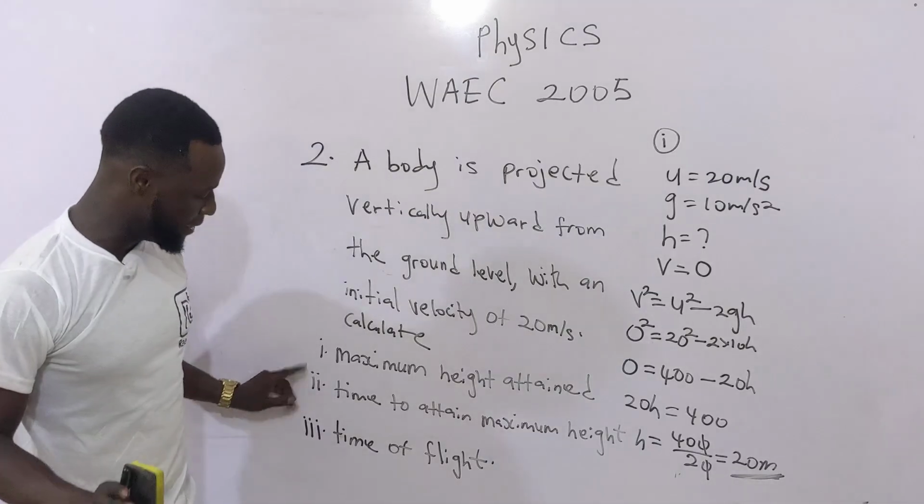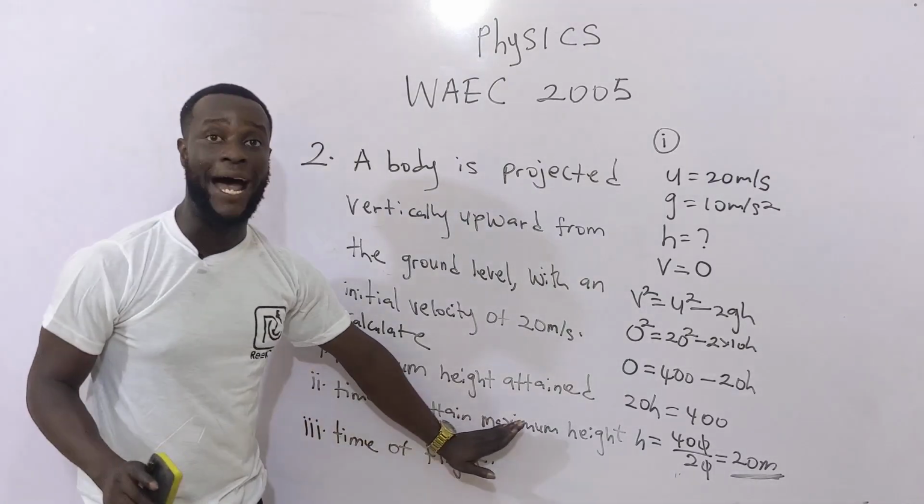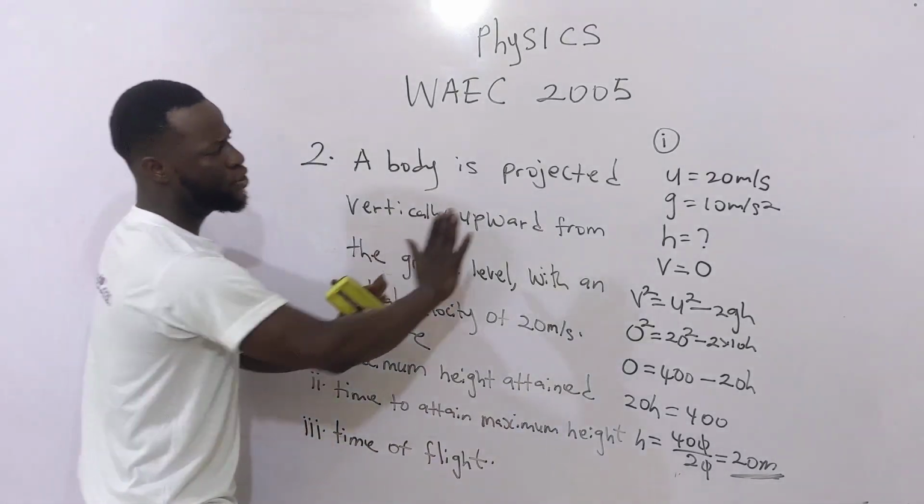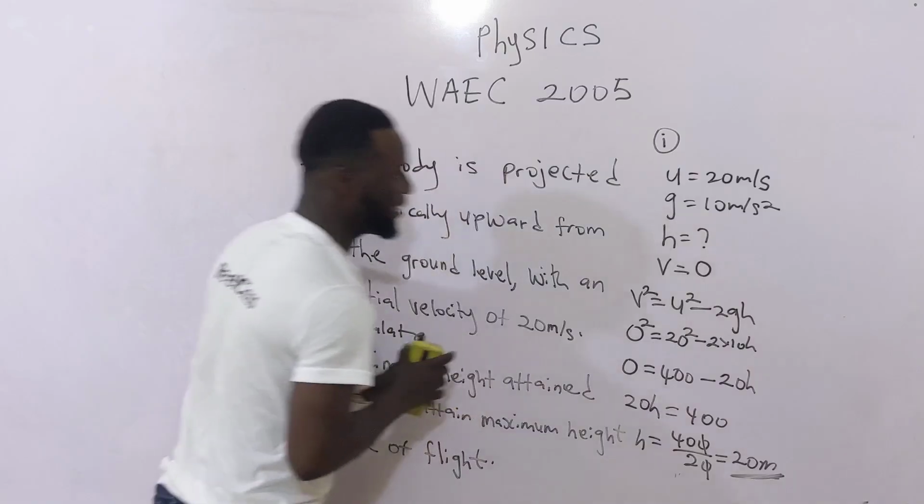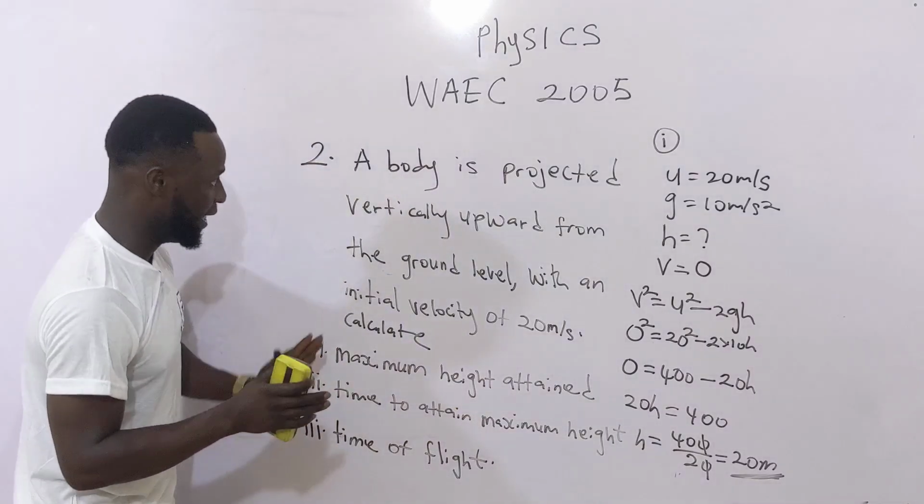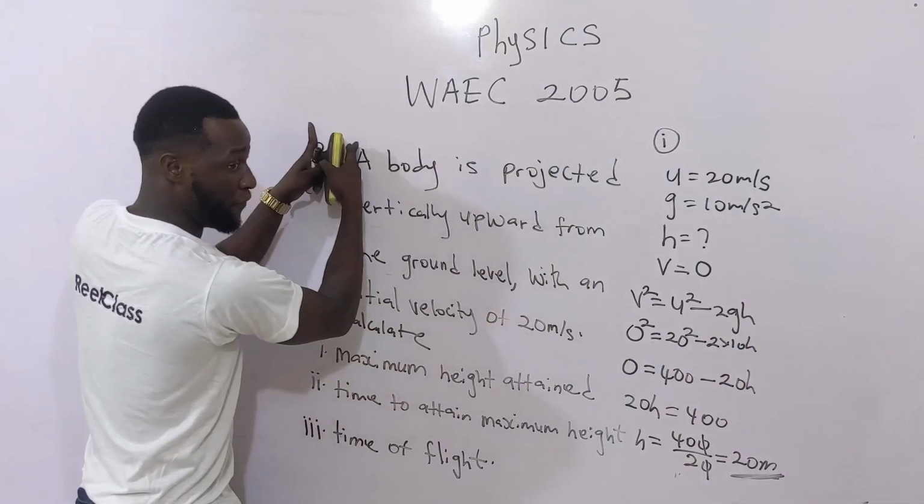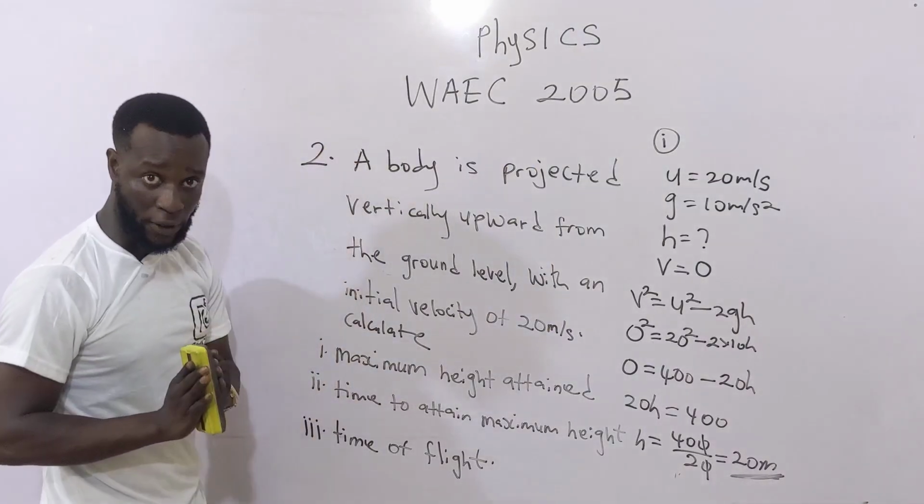Roman figure 2 is time to attain maximum height. How are we going to solve for the time to take to attain maximum height? Let's just keep this aside first. Let's set out our parameters again for that Roman figure 2. So I'm going to wipe down this part and put Roman figure 2 here. I hope you are following.